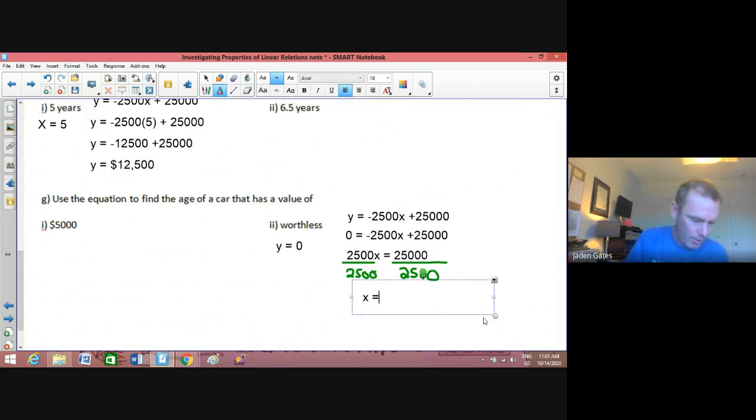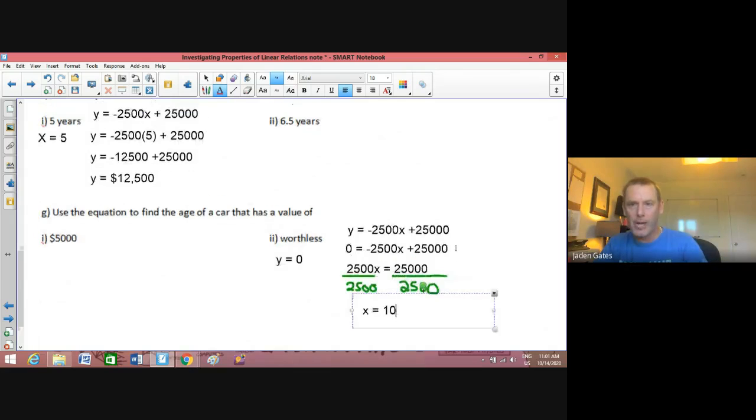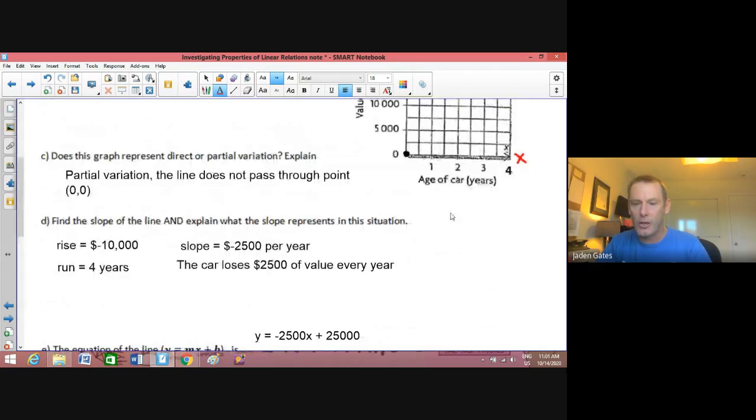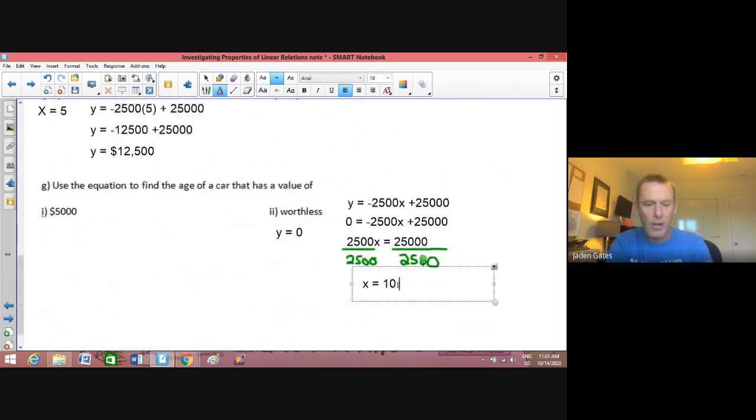And I believe my x value, when I solve, x is going to be equal to, let me see, get my calculator here. We get 25,000 divided by 2,500. Make sure I don't make a mistake here. 10. And again, the units, 10 what? So I go up to my graph on the x-axis. Age of the car, and the units are years. So after 10 years, if you're lucky, your car lasts that long, it would be worthless other than scrap metal.